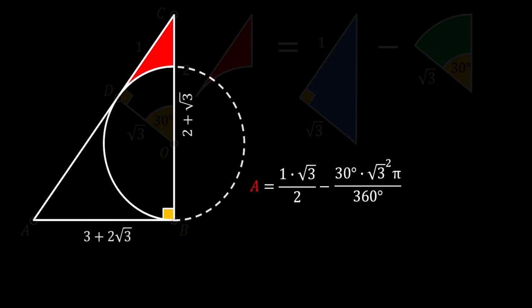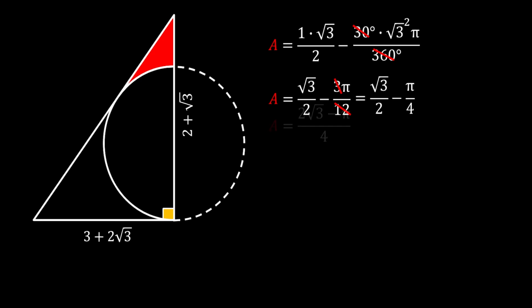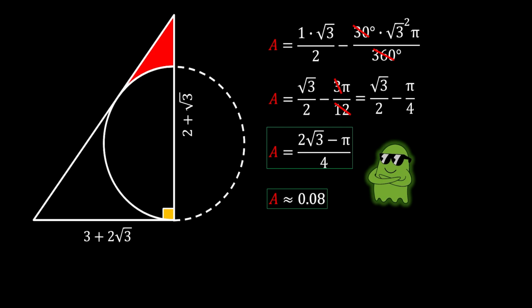over 360 degrees. Of course, we can simplify 30 and 360, and also simplify the square root of 3 squared to get 3. Then we can simplify 3 and 12 and get the following. Now we can join those by using the common denominator, and we will get that our area is equal to 2 root 3 minus pi over 4. Of course, if you don't like this, you can approximate it to 0.08. So those are our solutions.